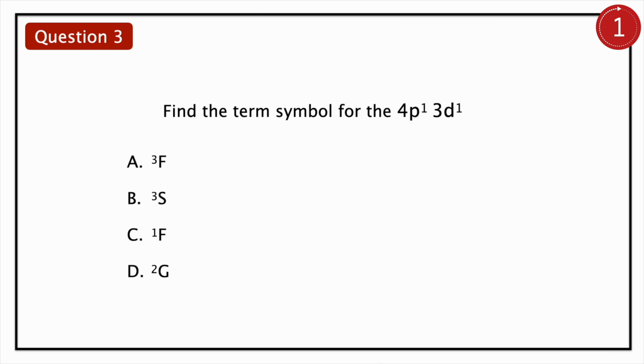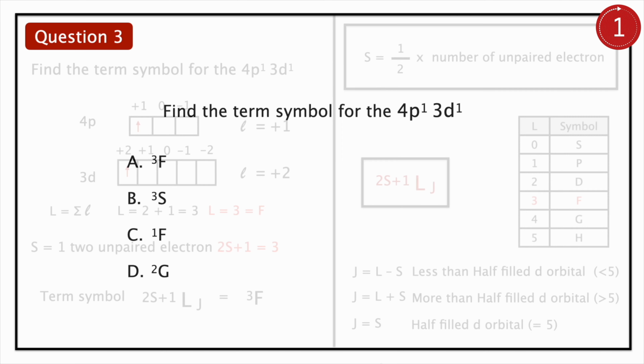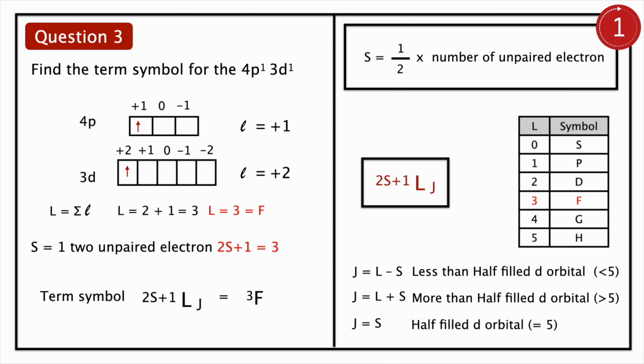Then the next example, it is a very interesting one. Find the term symbol for 4p1 3d1, two different orbitals. The choices are 3F, 3S, 1F, 2G. Don't get confused. We will go by the basics of what we know already. First we write the electrons. 4p, one electron is there. 3d, one electron is there. Let us fill the orbital.